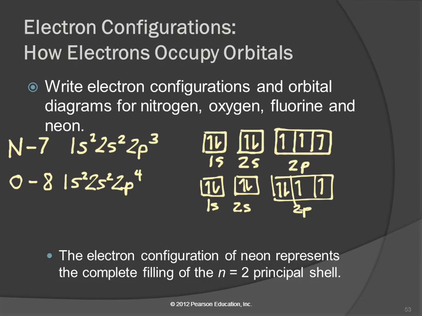Okay, fluorine. Fluorine has 9 electrons. So this time let's try doing the electron configuration first. How is the electron configuration for fluorine going to differ from oxygen? It's just going to have 1 more here. These bottom ones were already full. They're still full. They're not going to change. So this is going to be 1s2, 2s2, 2p5.